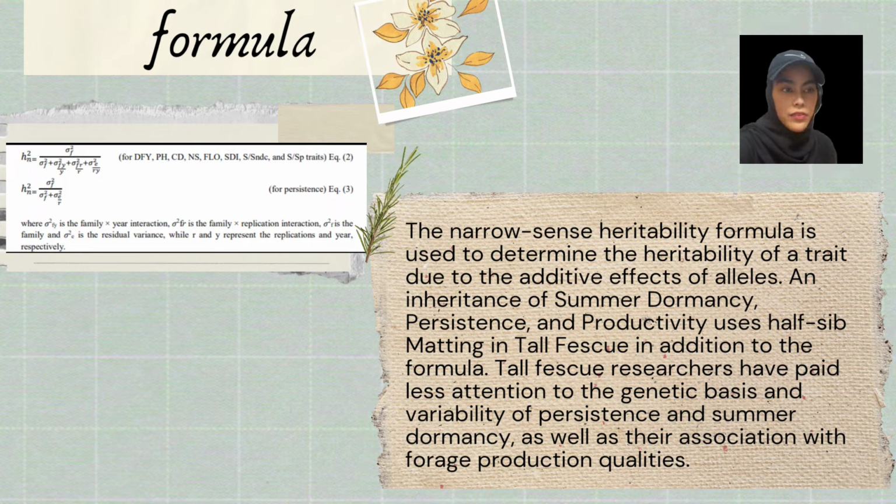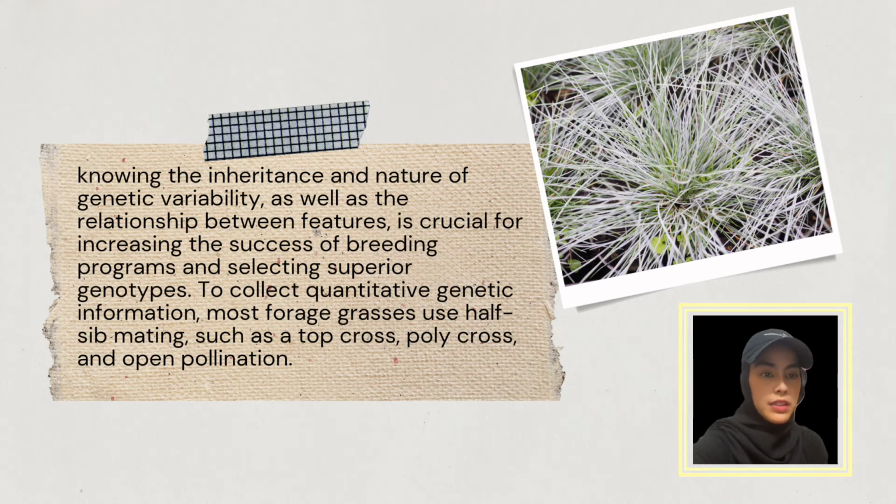exhibited insufficient summer dormancy. To summarize, knowing the inheritance and nature of genetic variability, as well as the relationship between features, is crucial for increasing the success of breeding programs and selecting superior genotypes. To collect quantitative genetic information, most forage grasses use half-sib mating, such as top cross, polycross, and open pollination.